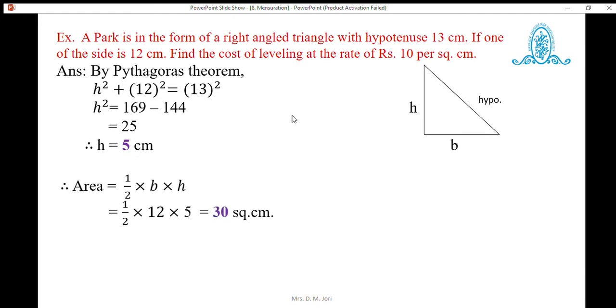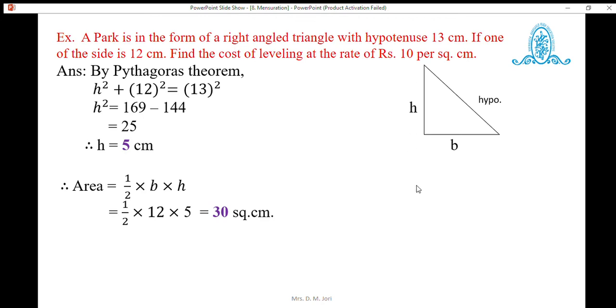Now to find its area, the formula is half into base into height. So we just have to substitute the values there, the base and the height. Base we have considered as 12, height we have calculated as 5 centimeters, substituted there. So 30 square centimeter is the area of that right angle triangle plot.